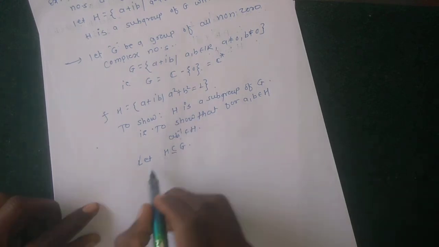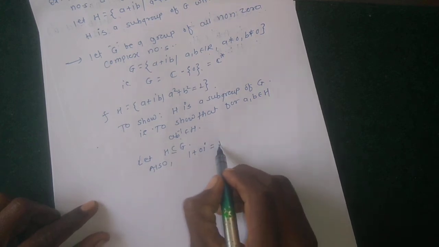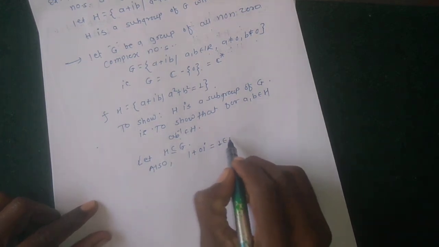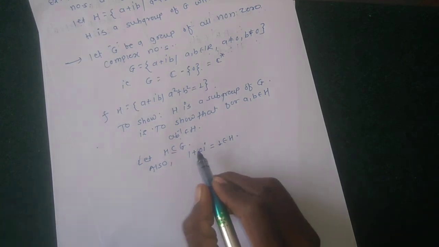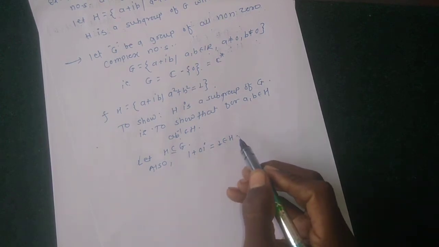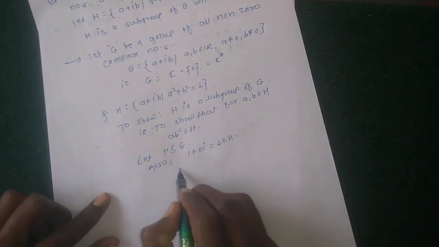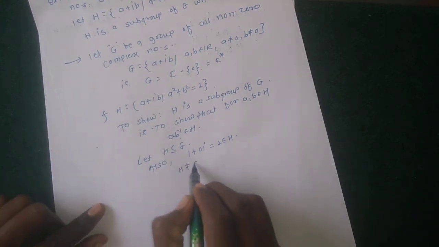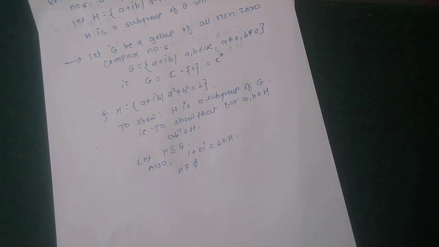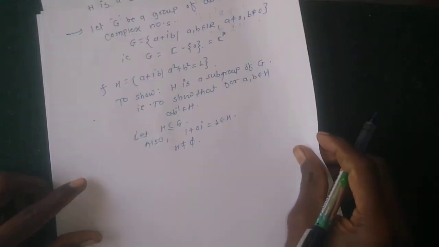Also here, 1 plus 0i equals 1, and 1 belongs to H, because their squares are 1 square plus 0 square equals 1, and therefore the value 1 also belongs to H. Which implies that H is non-empty, meaning H contains at least one element of G. Therefore H is a non-empty subset. Now choosing two elements from H.